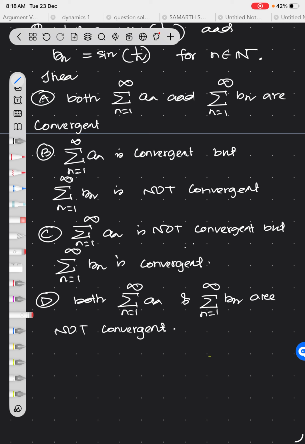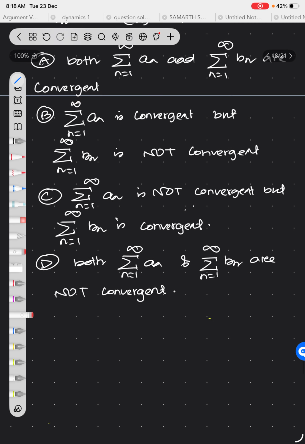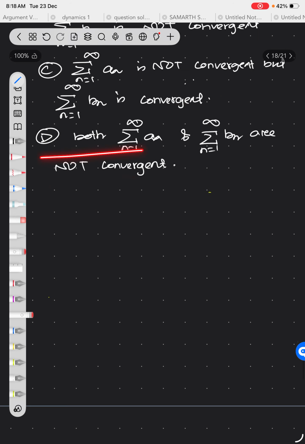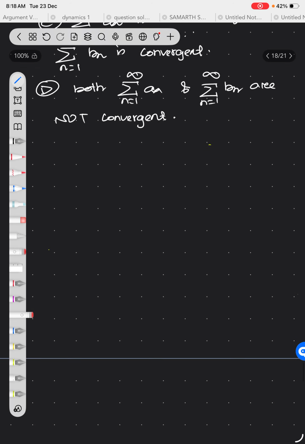In option A, both the series a_n and b_n are convergent. In option B, a_n is convergent but b_n is not convergent. In option C, a_n is not convergent but b_n is convergent. And in option D, both the series are not convergent. So let us solve this problem.